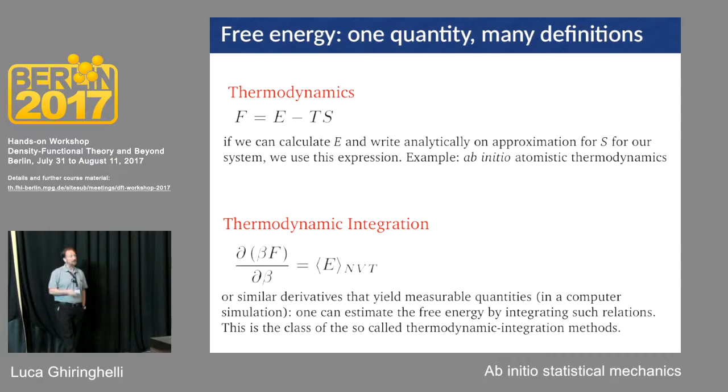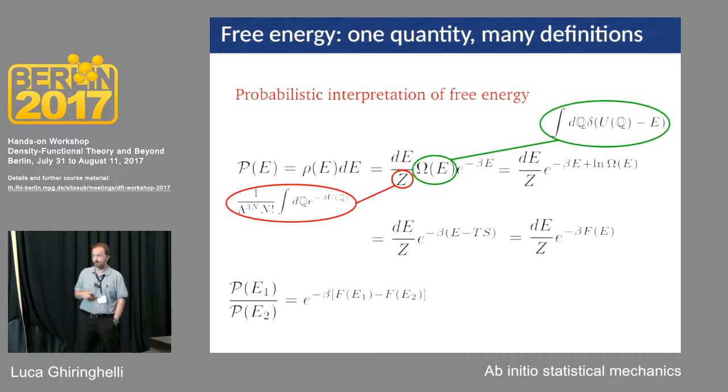Then we have the probabilistic interpretation of free energy. The probability that you have a state at a certain energy is equal, density of states again, to this term here. So you have the Boltzmann factor, the density of states, and this normalization that is the partition function. So this is the probability to get a system in a state of certain energy E.